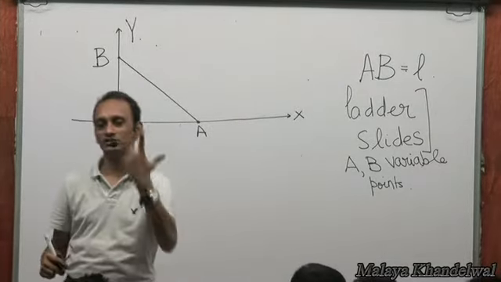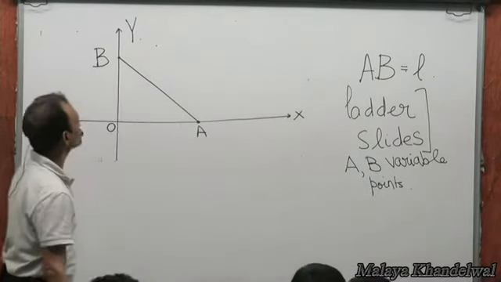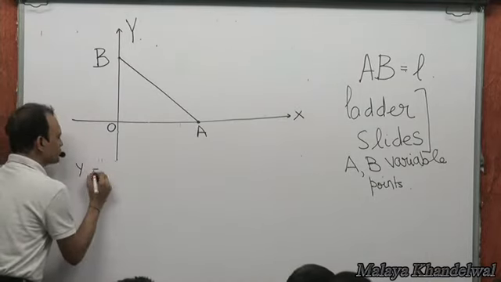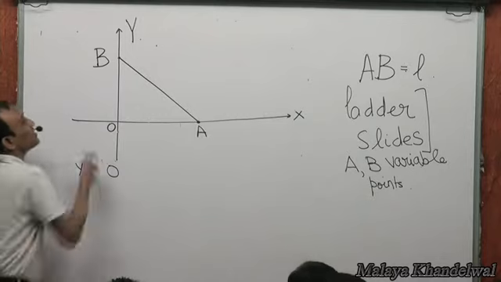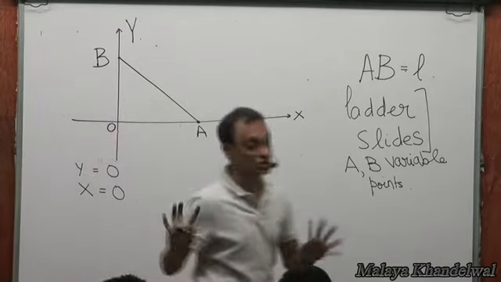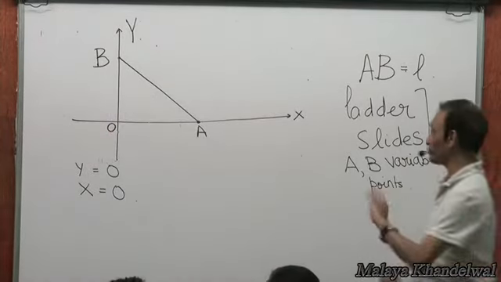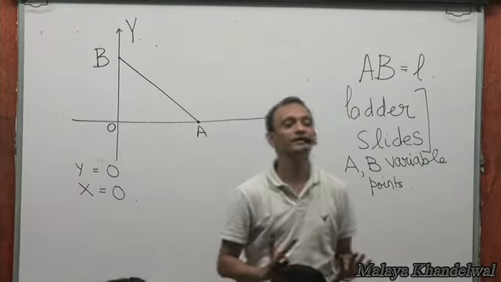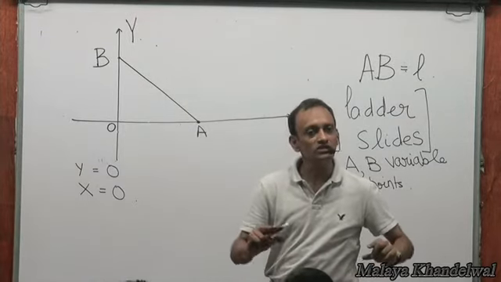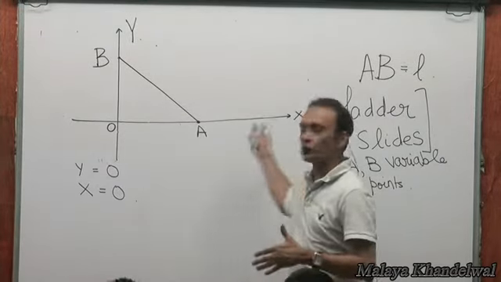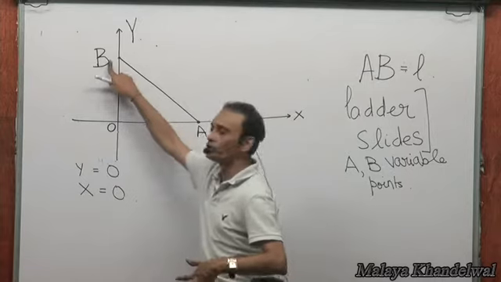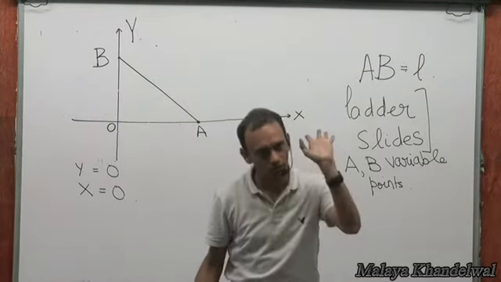Okay. Now one basic question. What's the locus of A? And what's the locus of B? Locus of A would be y equal to 0, isn't it? It's moving along the x-axis. Locus of B would be x equal to 0. It's moving along the y-axis. This is the locus of A and B. It doesn't mean that it has to cross all points on the x and y axes. All points on the path of A must satisfy this condition, and all points on the path of B must satisfy this condition. That's all.